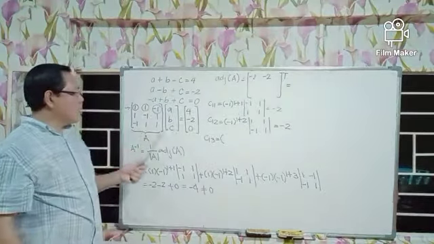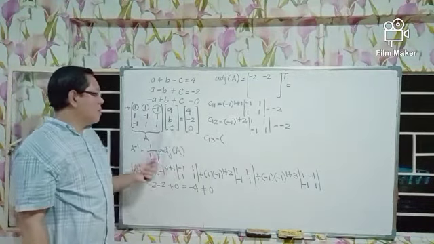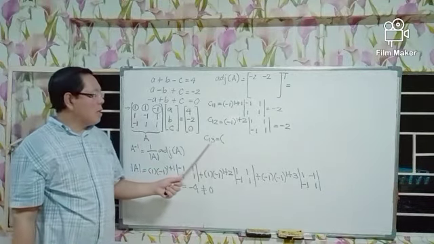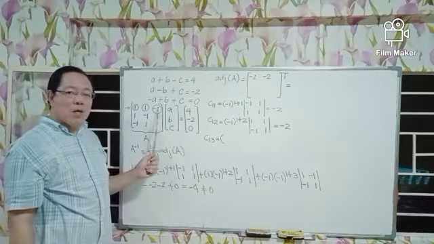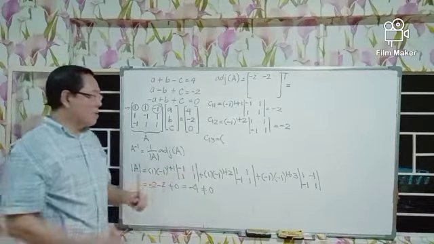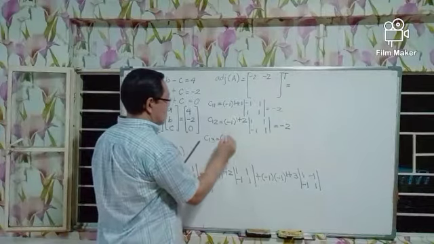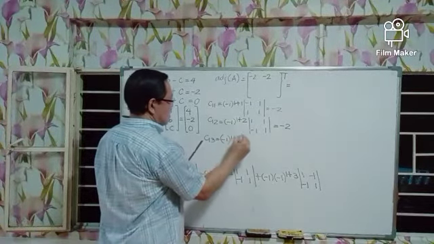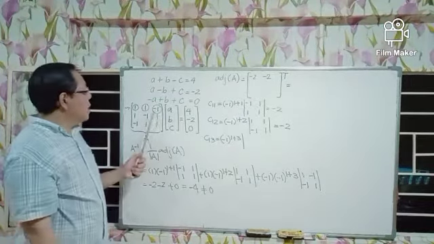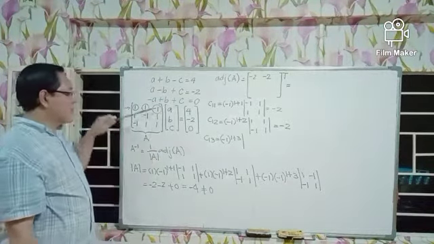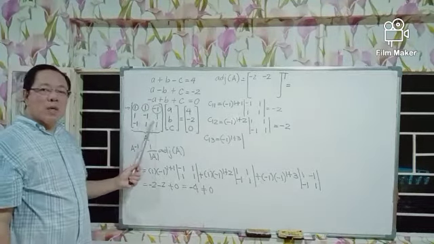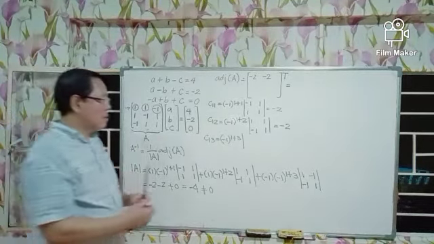Cofactor of negative 1 is denoted by C13 because negative 1 belongs to the first row and third column. And this cofactor of negative 1, C13, is given by negative 1 raised to 1 plus 3, multiplied by the determinant of order 2 obtained after deleting the first row and the last column. 1, negative 1, negative 1, 1.